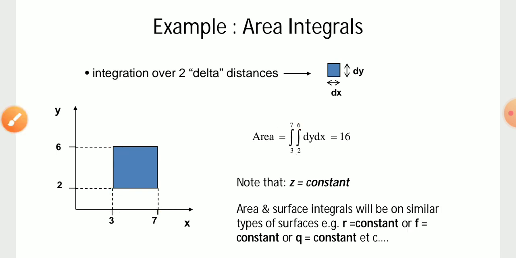If you integrate, the result will be 16, and this is because the z axis is constant. We know that if you want to get a surface, any one coordinate has to be kept constant. That means if you want the xy plane, the z coordinate has to be constant. If you want the yz plane, x will be constant to get the surface. So area and surface integrals will be of a similar type, like r is constant, phi is constant and theta is constant, etc. This way it can be done.